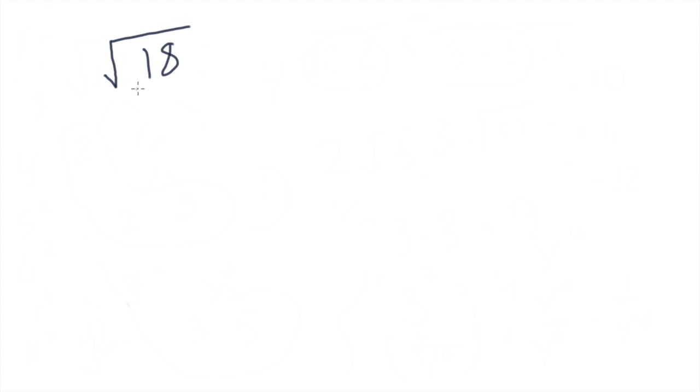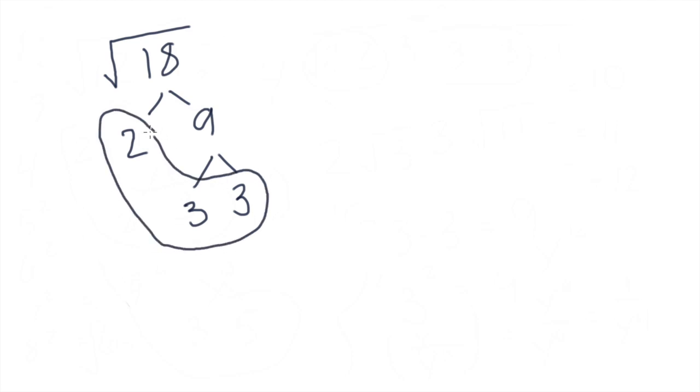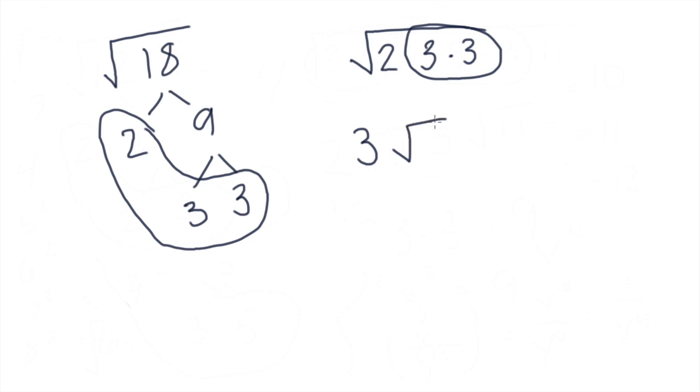So to simplify 18, we're going to make our factor tree, divide by 2, and you get 9. Now 9 is no longer divisible by 2, so we go to the next smallest prime number, which is 3, and this reduces into 3 and 3, and that's fully reduced. So now I'm going to circle the branch ends and put those underneath the square root. So 2 times 3 times 3. I'm going to circle my 3's, which means I can take out a 3 and leave the 2 inside. And that's your answer.